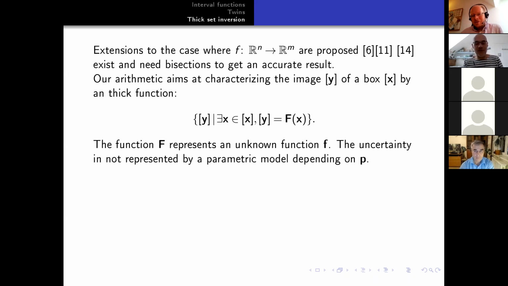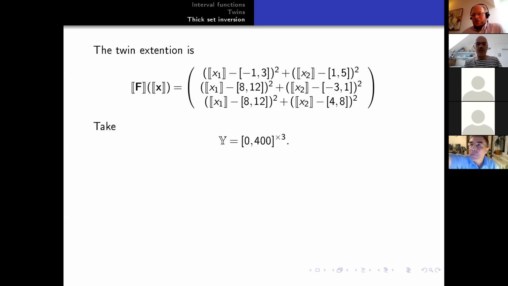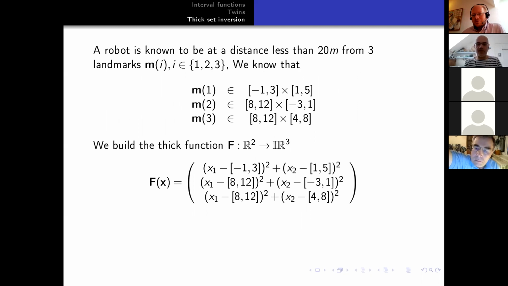Maybe you are speaking about the classical set inversion problem. You have some data which are represented by intervals. Yes, for example, your landmark positions, and you want to identify these landmark positions. Okay, so I come back here.